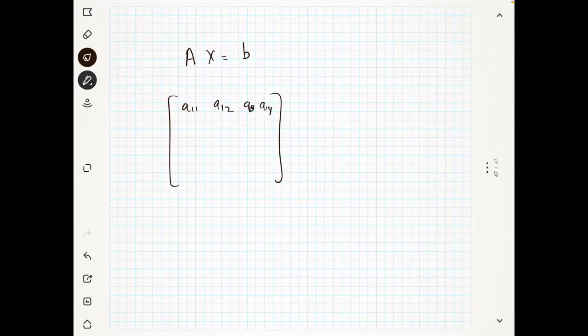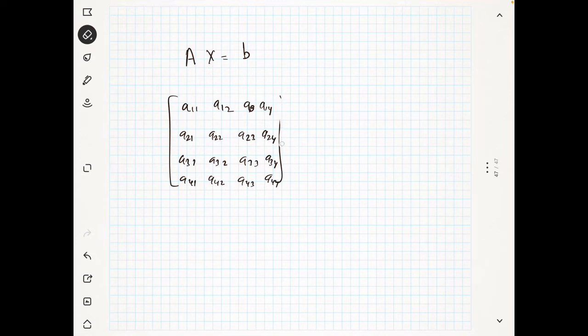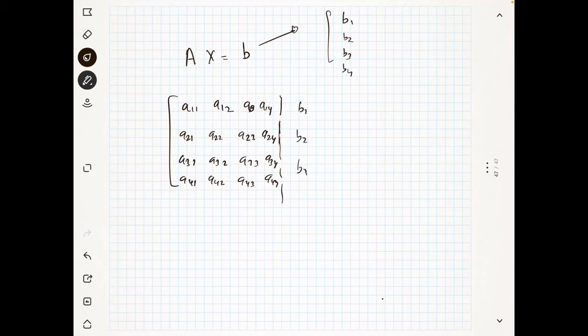What I told you is that if you get an equation Ax is equal to b, you have an A matrix, for example a11, a12, a13, and in this case you will also get an a14, a21, a22, a23 and a24, a31, a32, a33, a34 and a41, a42, a43 and a44. And you have a B matrix, let's say B1, B2, B3 and B4.